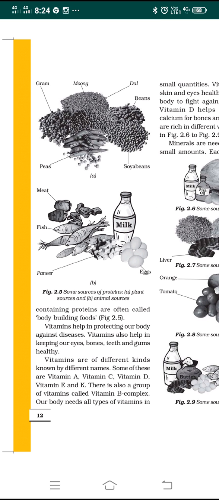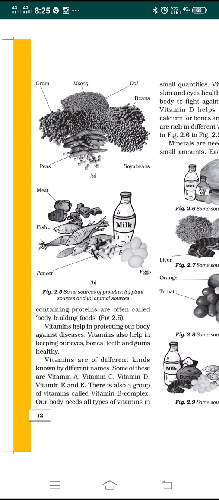So what are the food items we are getting from plant sources? What proteins are we getting from the plant sources? Those are grams. Different kinds of grams we have: bengal gram, green gram, black gram. So all grams come under proteins. They all provide the proteins to our body. Moong dal, dal, beans, peas, soya beans. They all are example sources of plants from which we get the proteins.